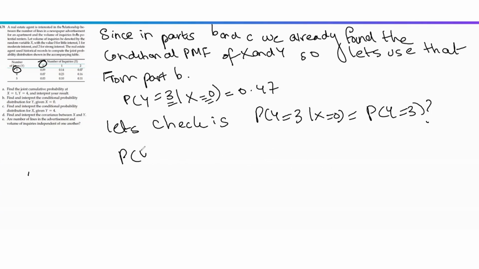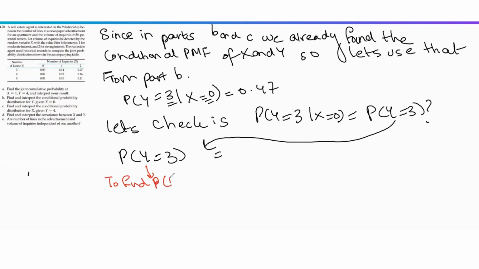So let's see what the probability Y is equal to 3 is. Let's check, is it equal? Now, to find the probability Y is equal to 3, we know that to find any probability using the joint PMF, we can just sum up the joint PMF over those values of x and y. So to find the probability Y is equal to 3, sum up the joint PMF over all those values where Y is 3, regardless of what X is.